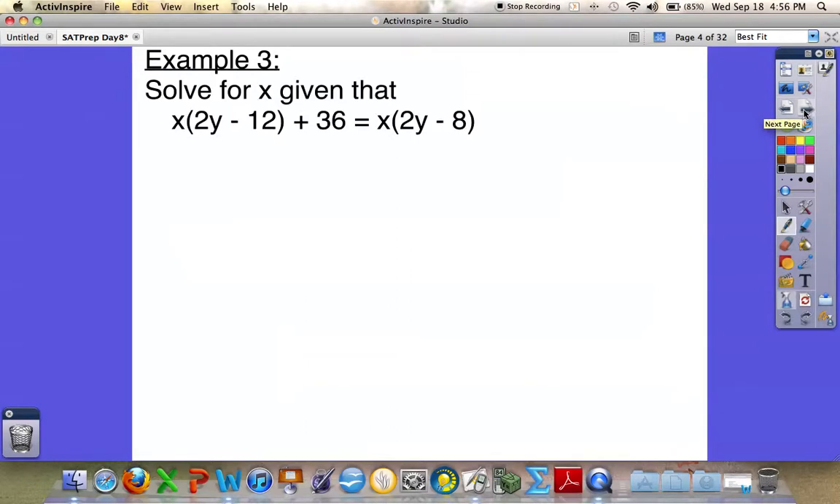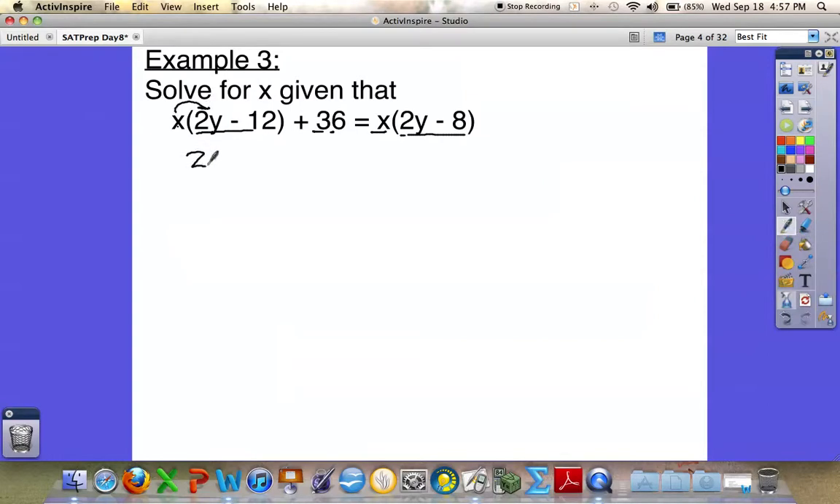Okay, solve for x given that the quantity x times (2y minus 12) plus 36 is x times (2y minus 8). Most people would say you can't solve this because there's only one equation with two variables. Let's go ahead and see what happens when you resolve the terms.